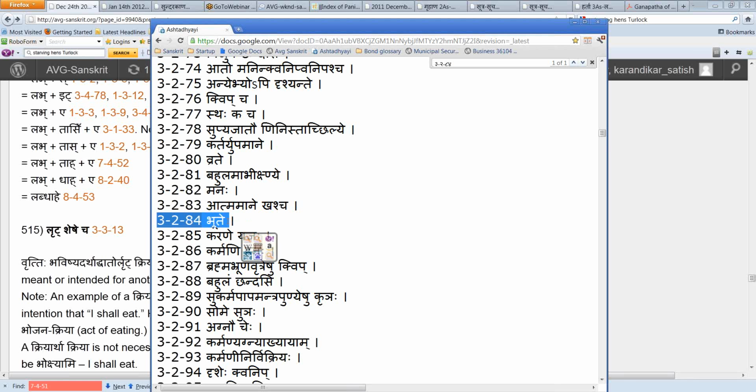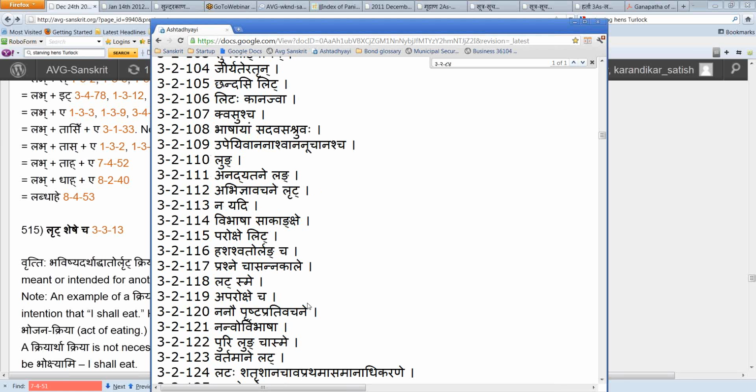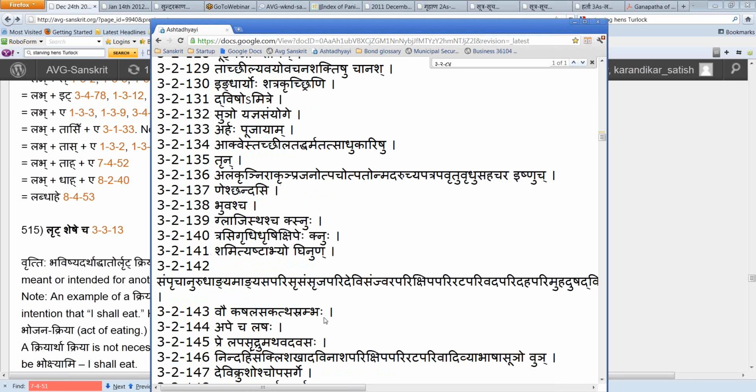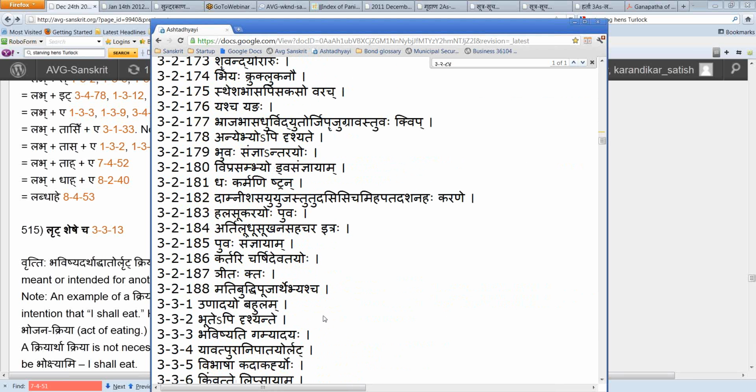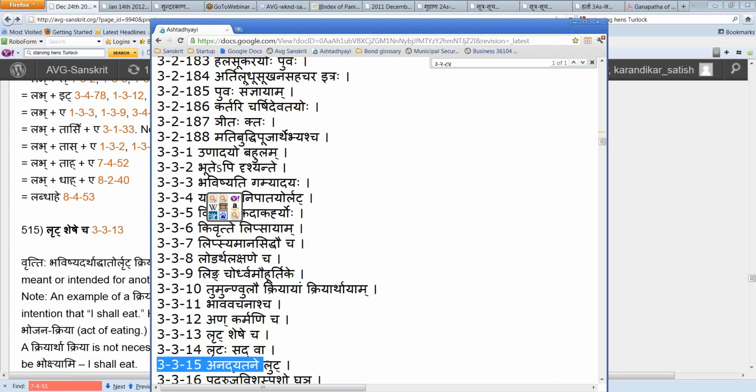I'm going to keep repeating these many times, because then you can remember them. I know I've said this many times before. 3 to 84 starts bhute, because if you know the ashtadhyayi structure, if you know the system, then you don't need classes, you can also explore on your own. And 3 to 123 starts Vartamane Lat, and 333 starts Bhavishyati. And there we saw Bhavishyati ends with Anadyatane Lut, which we saw last time.